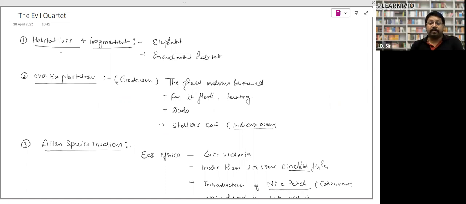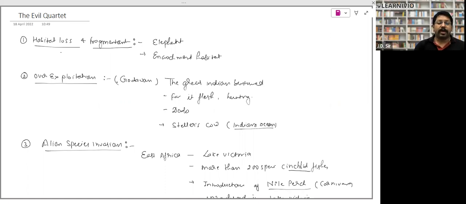That was the homeland for the animals. But people started deforestation, started farming in those areas, and started living in those areas. So the elephants got angry because it was their habitat. So they started attacking. So the clash between human and elephant started, and in this way, due to habitat loss, the elephant population decreased abruptly.